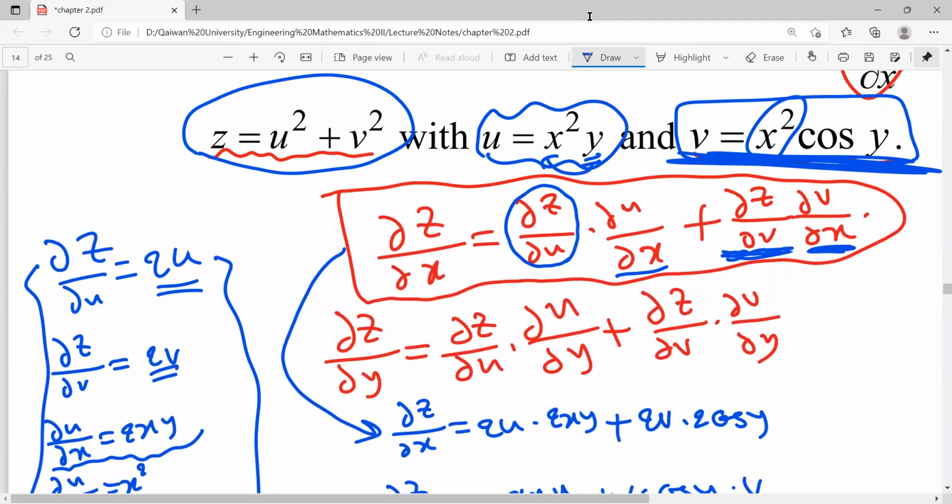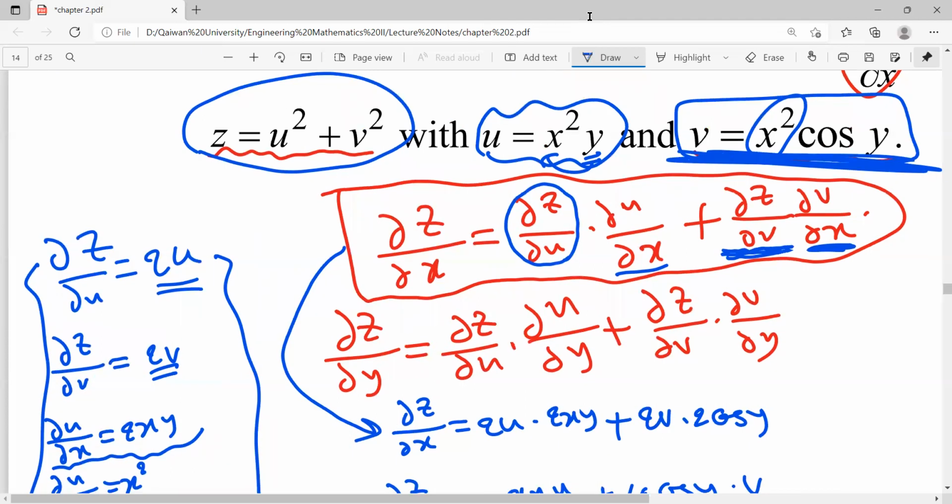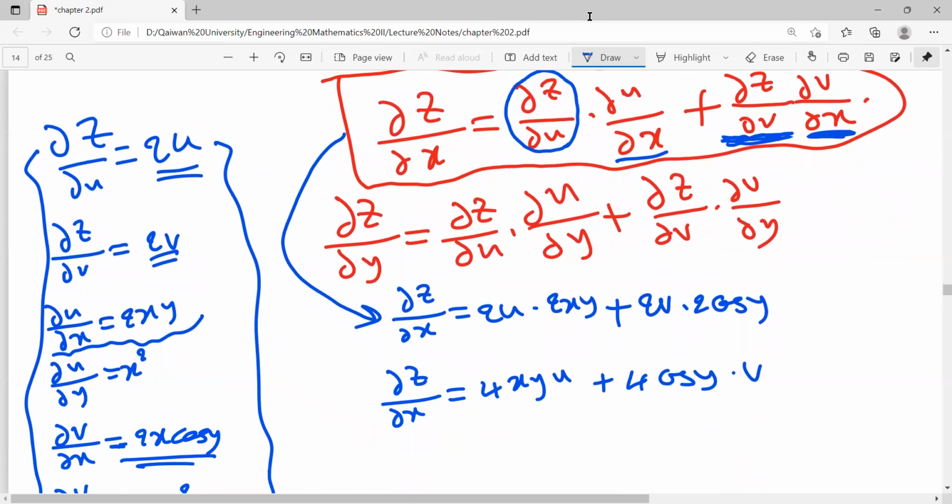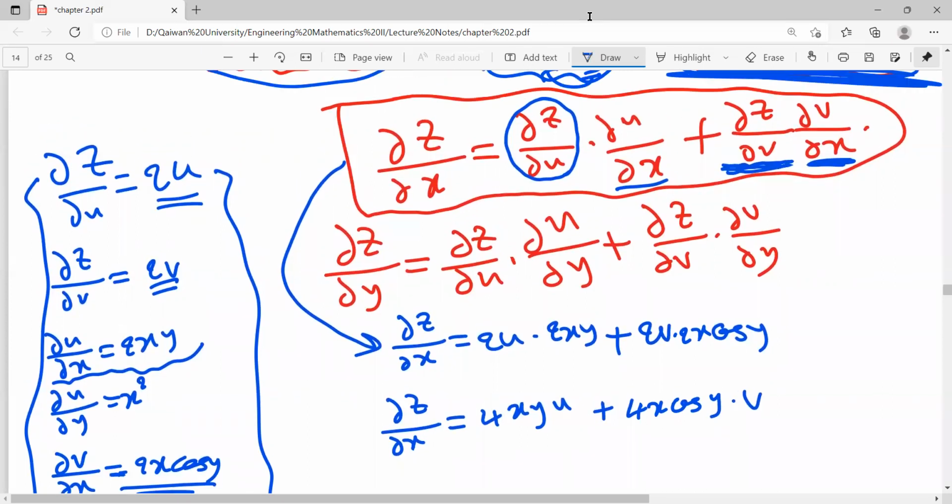Because here we have x squared cosine y. Then we have to do cosine. Yes, that's 2x, sorry. dv over dx is 2x. So it's 4x cosine y. We have this. And u and v, we must have only x and y in the results.